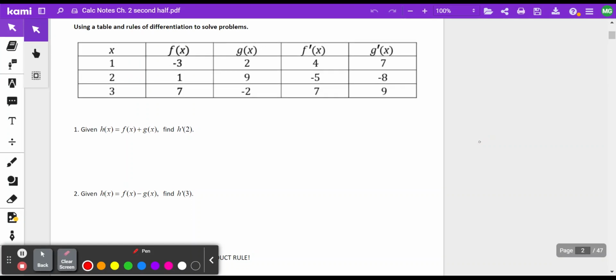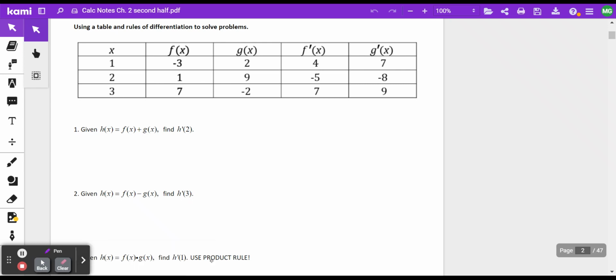Everyone, what we're going to be working on today is using a table and rules for differentiation to solve problems. If you look at what we've been given here, we have a whole table. Notice we have f of x, g of x, f prime of x, and g prime of x for the x values 1, 2, and 3. So the best way to learn this is to do some examples.